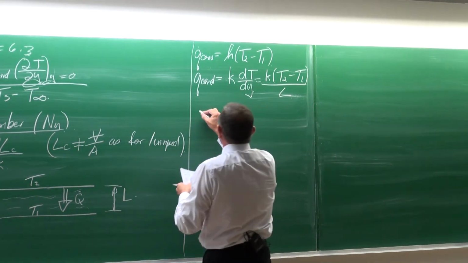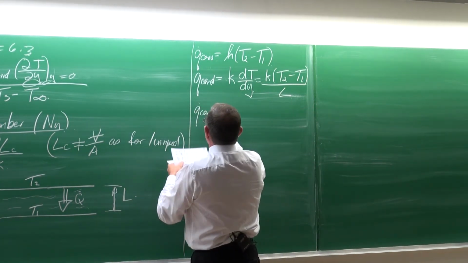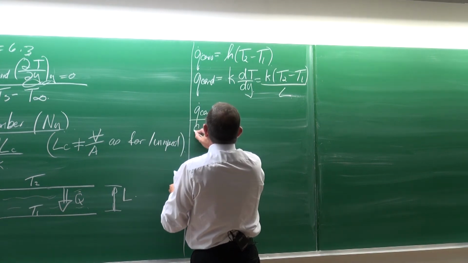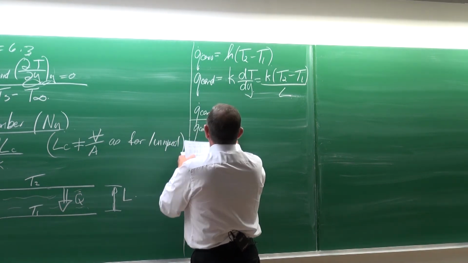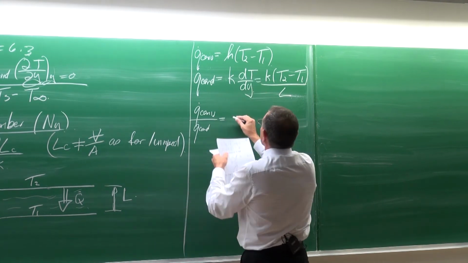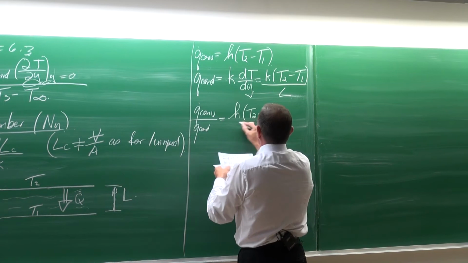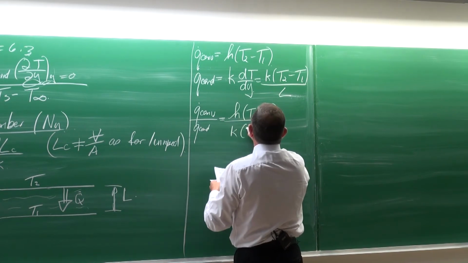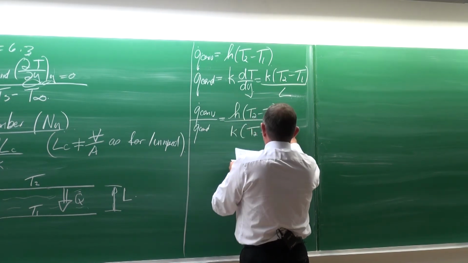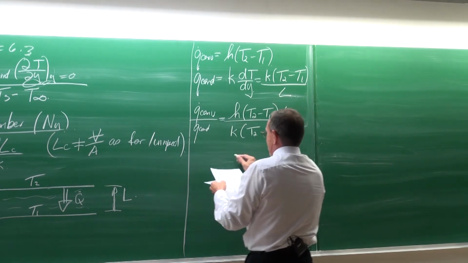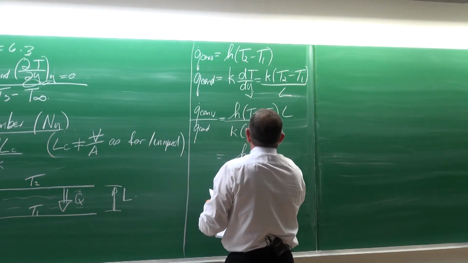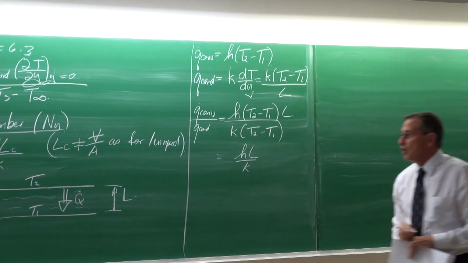Now where do I want to go with this? I want to show you that if we look at the convection heat transfer divided by the conduction heat transfer, so the heat transfer coefficient times (T2 minus T1), divided by K times (T2 minus T1) divided by L, then it is equal to hL divided by k.